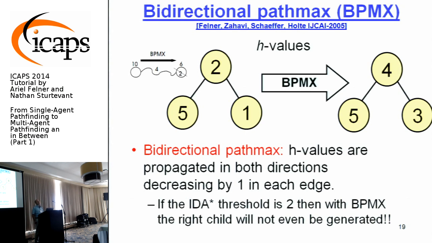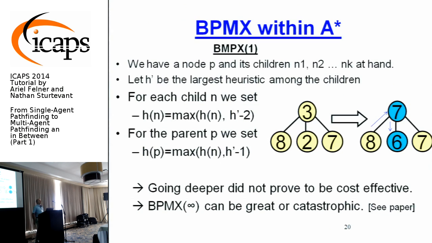And in IDA star, everything goes naturally because I go to a child and I take an edge one way. When I backtrack, I take the edge in another way. I have heuristics of both sides. They can come with me as long as I decrease the edge weight by going. So with IDA star, BPMX works naturally. What about BPMX with A star? So this is more tricky.